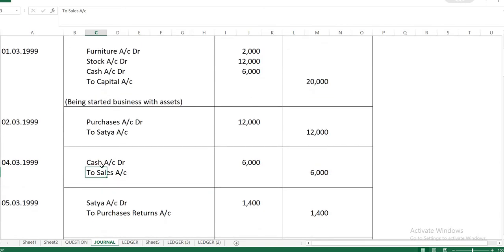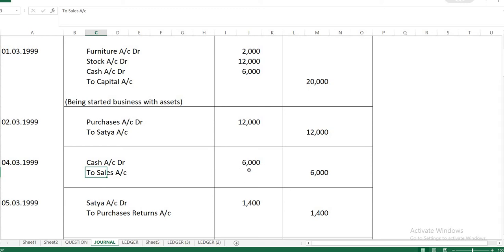So what we have to do is, in the cash account we have to write "to sales account". While preparing the sales account, there you should write "by cash account" on the credit side. So like this only, when posting journal entries into ledger accounts, we have to do. In the cash account you will be giving "to sales account", and when preparing the sales account, we have to mention it as "by cash account".